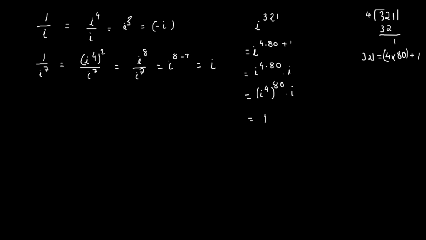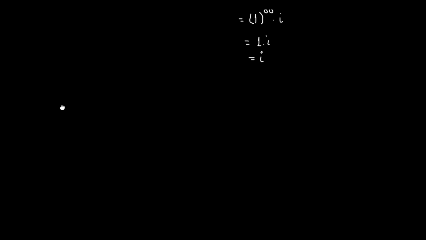i raised to the power of 4 is 1. We have 1 raised to the power of 80 times i. So that gives us simply 1 multiplied by i, and the final answer is i. Let us do a few more problems based on the definition of iota.